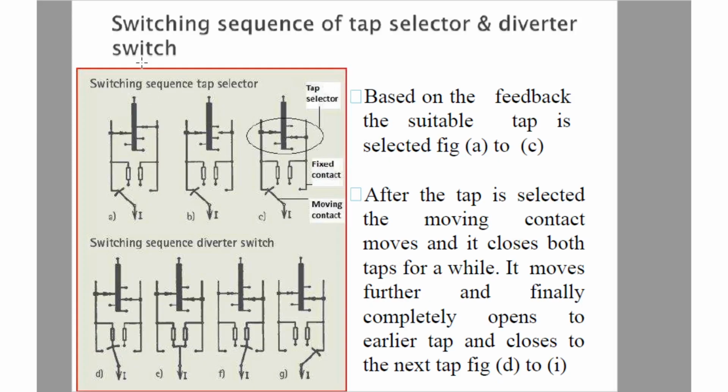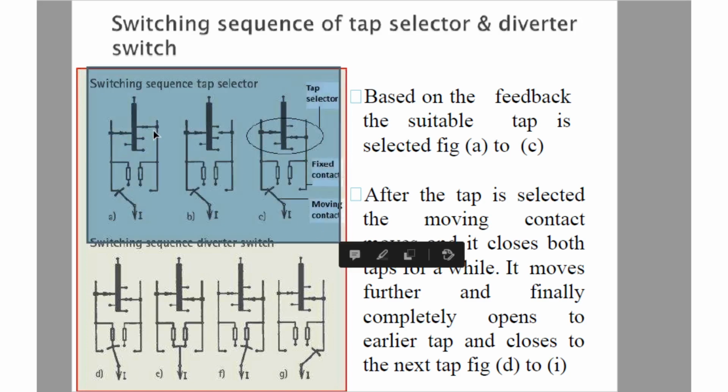The switching sequence of the tap selector and diverter switch is shown in this figure. Either we connect the tap selector at this position, or in the second position. At that time the fixed connection is connected to the moving connection here.